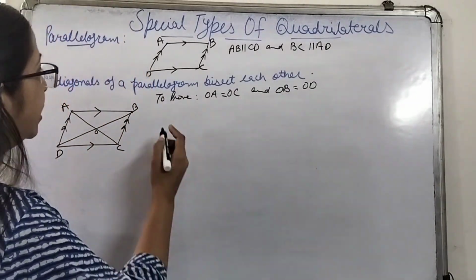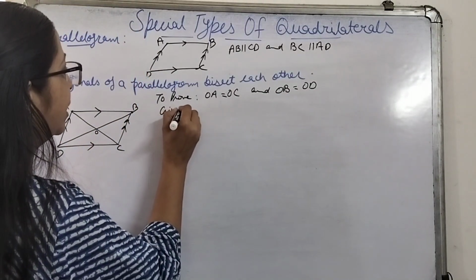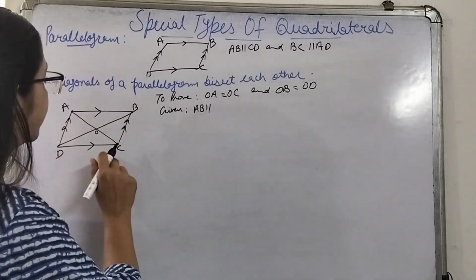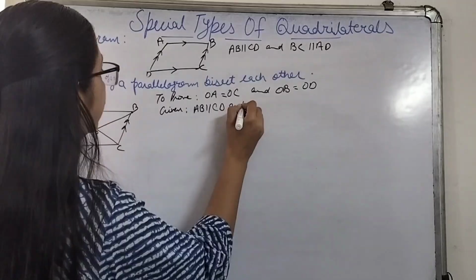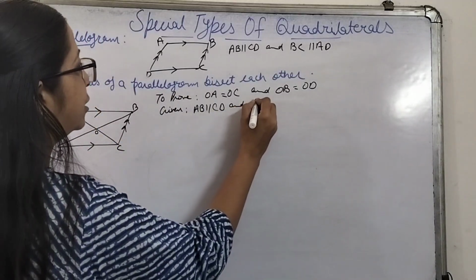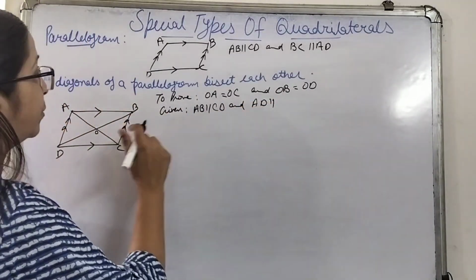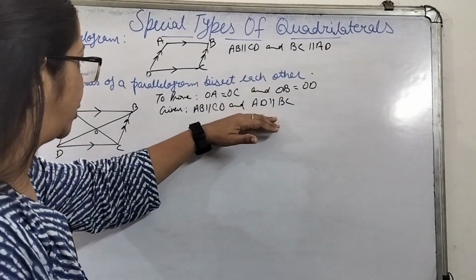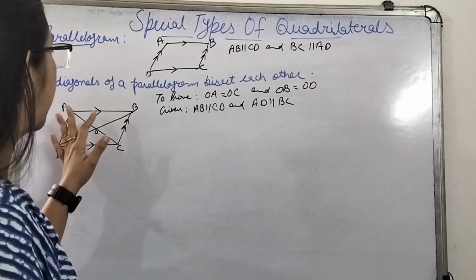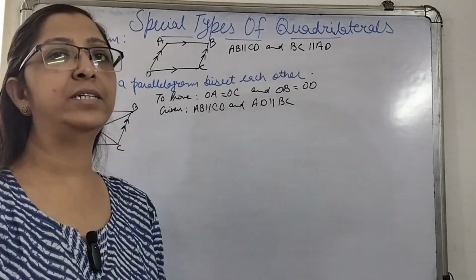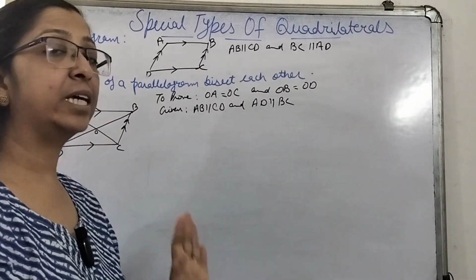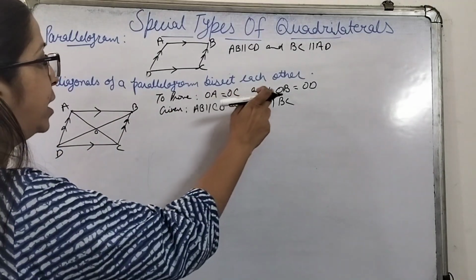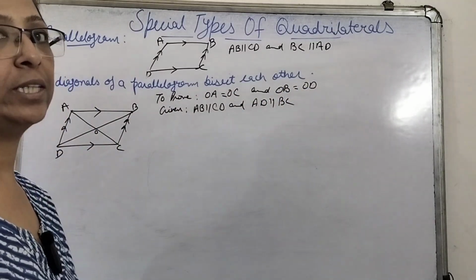How can we prove it? Given to us is that AB is parallel to CD and AD is parallel to BC. That means it is given to us that ABCD is a parallelogram, and AC and BD are the diagonals which are intersecting each other at point O. We have to prove that OA is equivalent to OC and OB is equivalent to OD.